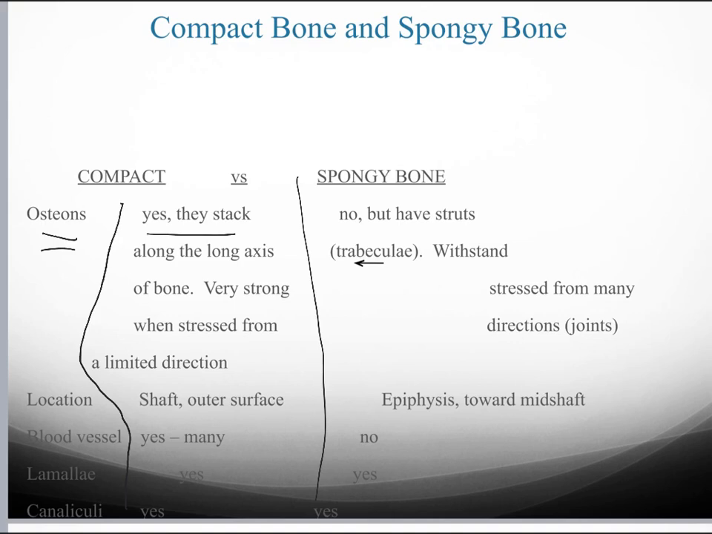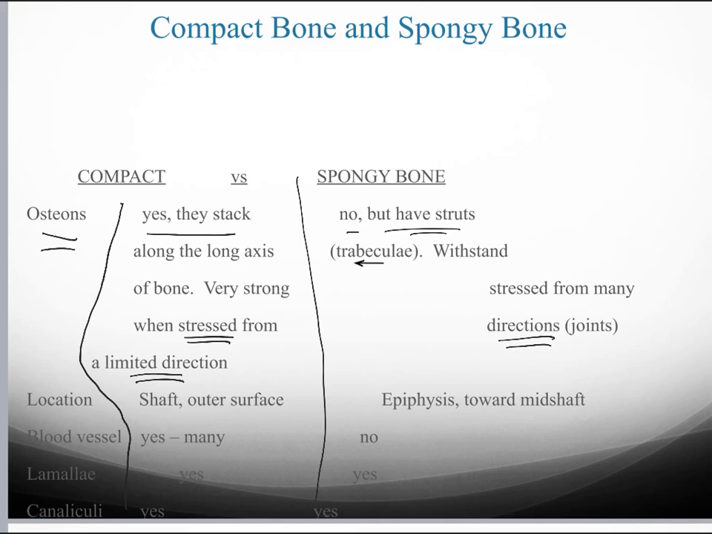They're very strong when stressed from a limited direction, and we introduced that before. That's key. These osteons, this compact bone, can only resist stress from limited directions. That's why it's along the length of the bone. Now, spongy bone, no, they do not have osteons, but they have trabeculae, struts, that are able to withstand stresses from many directions.